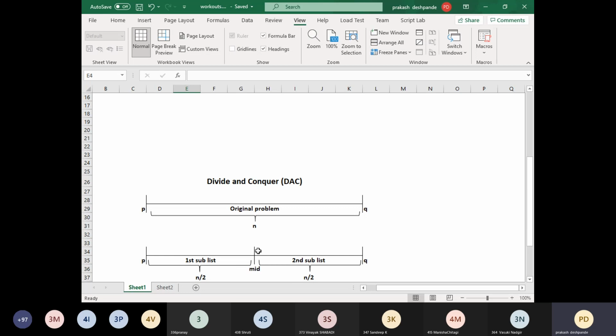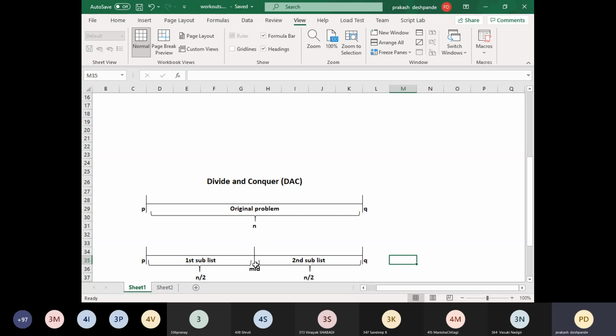This division is done at a mid position. From between this P and Q, we derive the mid position. How can we get a mid position? It is simple: P plus Q, whole divided by 2. That will give me the mid position in a given set of n elements. Then from P to mid, I can make the first subset, which consists of n by 2 numbers, that is half the set of numbers. On the other hand, the second is from mid plus 1 up to Q.